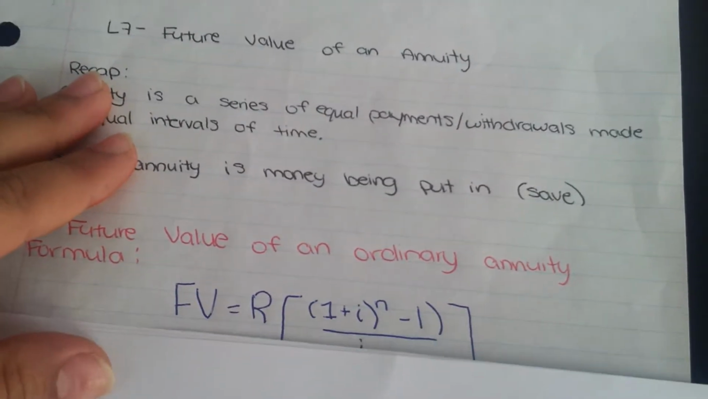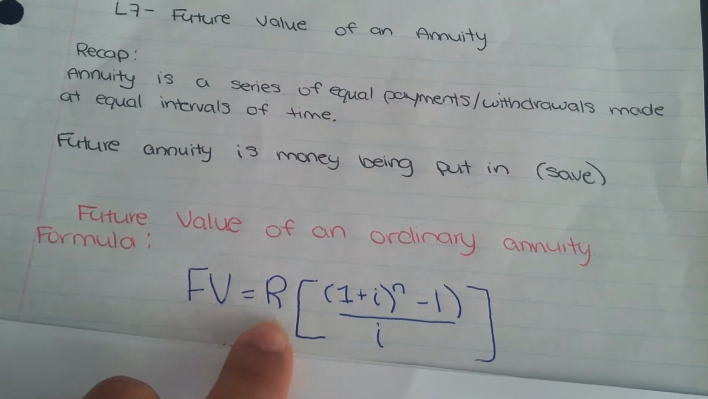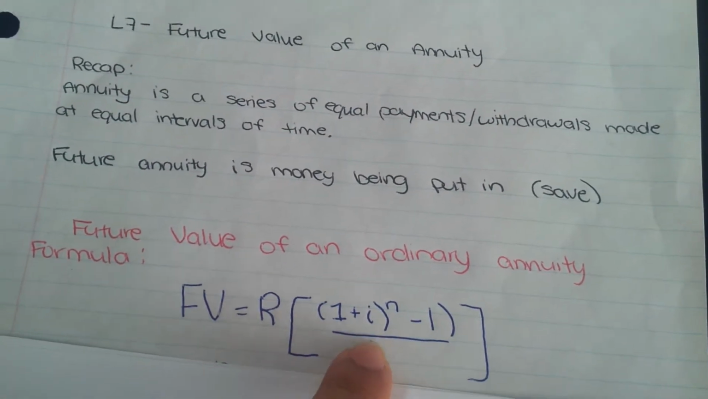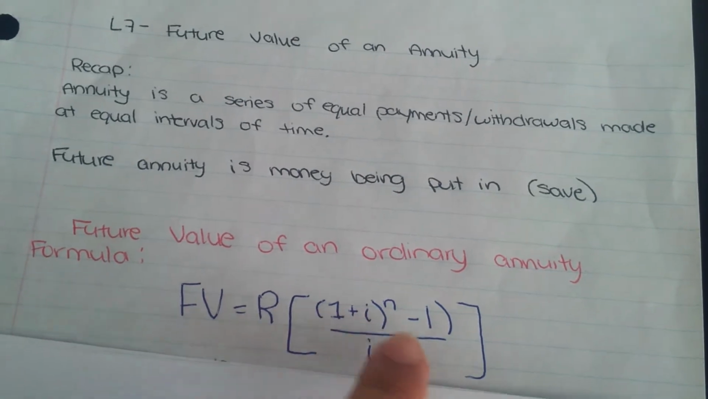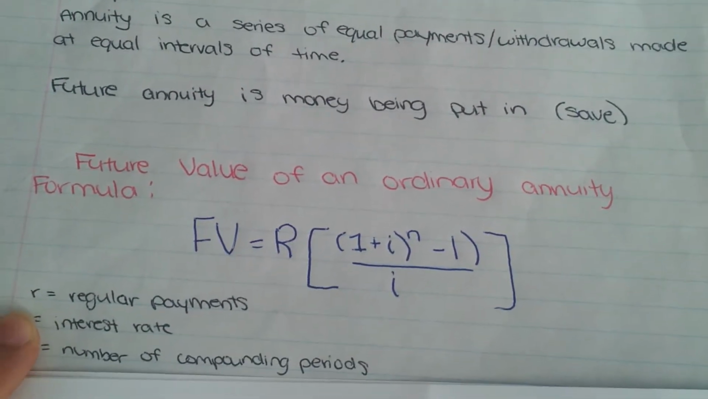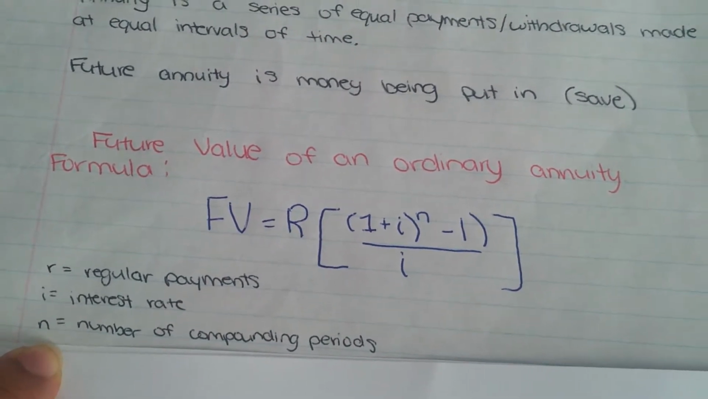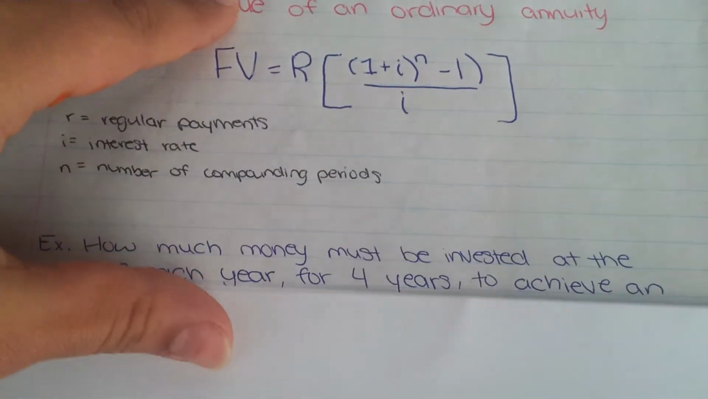The formula for the future value of an ordinary annuity is FV equals R times (1 plus I) to the exponent of n, minus 1, over I. Here R stands for regular payments, I stands for interest rate, and N stands for number of corresponding periods, which is always given in years.